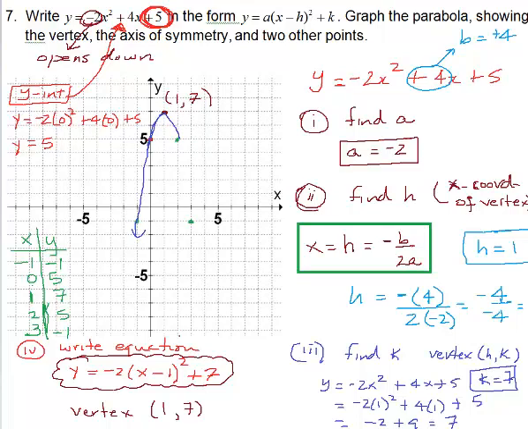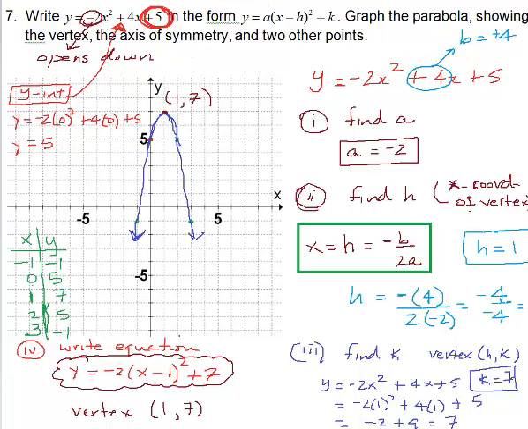Oh, not real good. Let me try one more time. A little bit more curve to it. And then come down through this point as well. I'll put an arrow on it. So there's your parabola. Now it says also show the axis of symmetry.